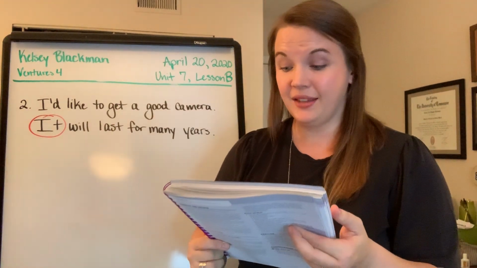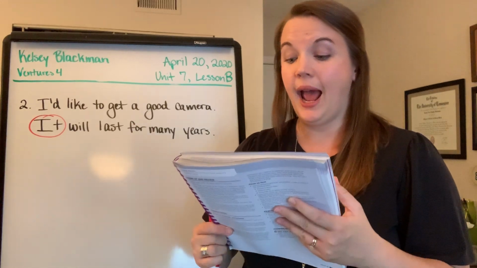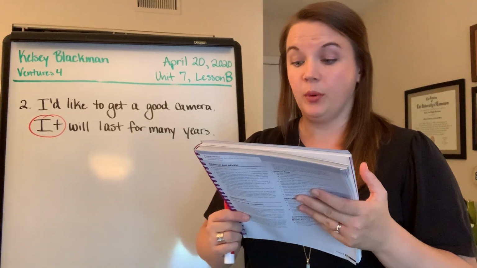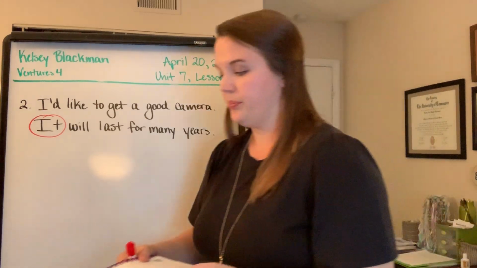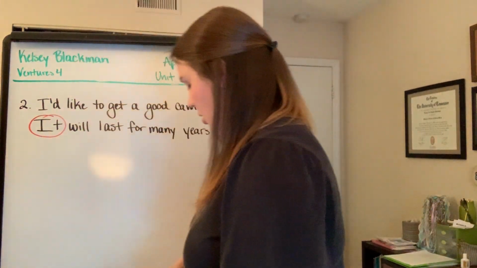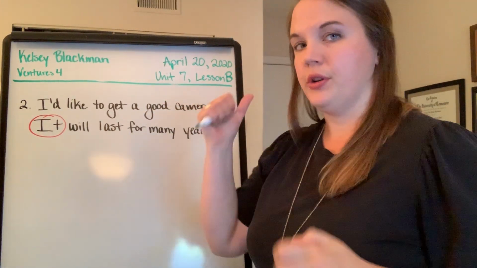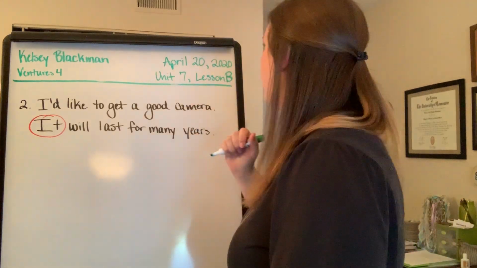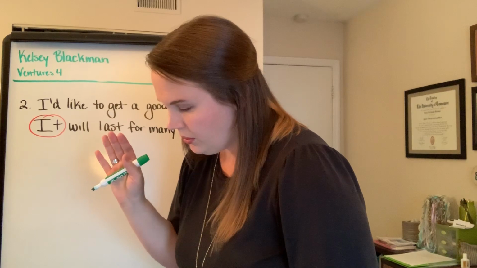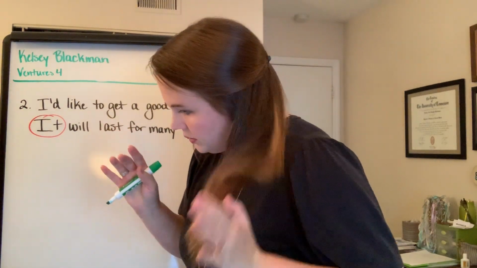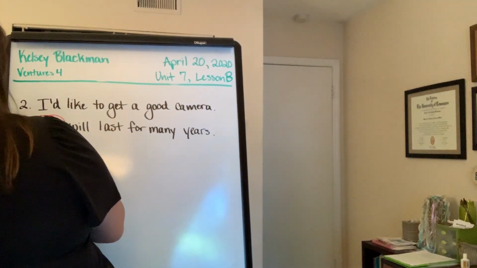Now, combine the sentences by making the second sentence into an adjective clause and replacing the subject with which or who. Okay. I will write this in green. So, I want to buy a camera. That's the beginning of it.